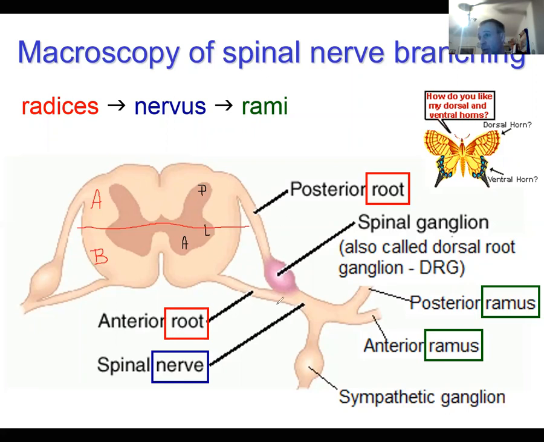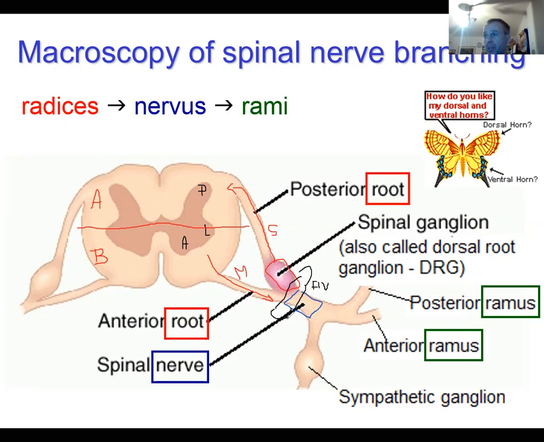So here we can see again what we already know, that the rootlets form two roots, anterior root and posterior root, and now we understand that the anterior root will be motor, and the posterior root will be sensory. And as it's sensory, we also find the ganglion here. Then we come to the spinal nerve itself. The spinal nerve is very short. The trunk of the spinal nerve is very short. And here we are in the area of the intervertebral foramen. So the foramen intervertebrale is located here.